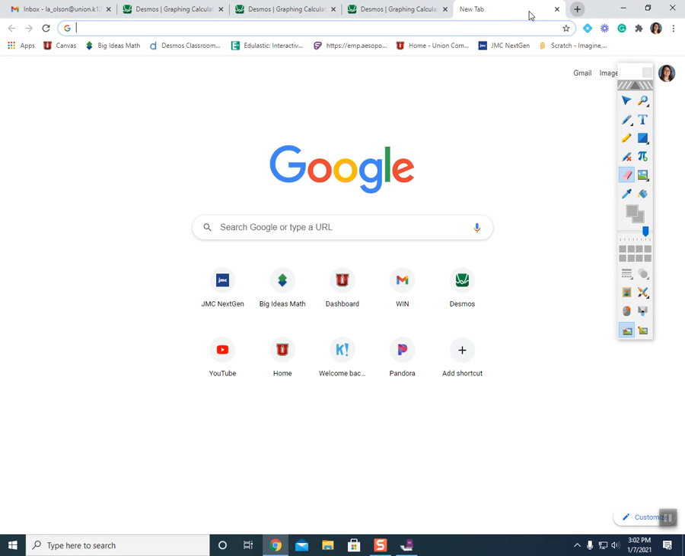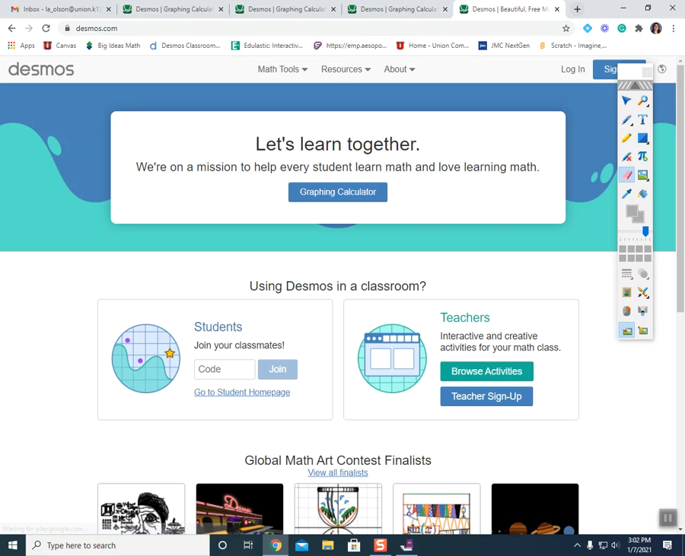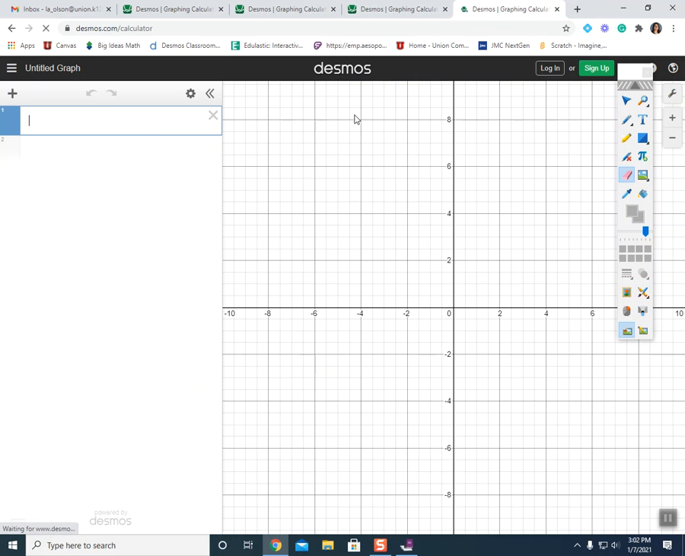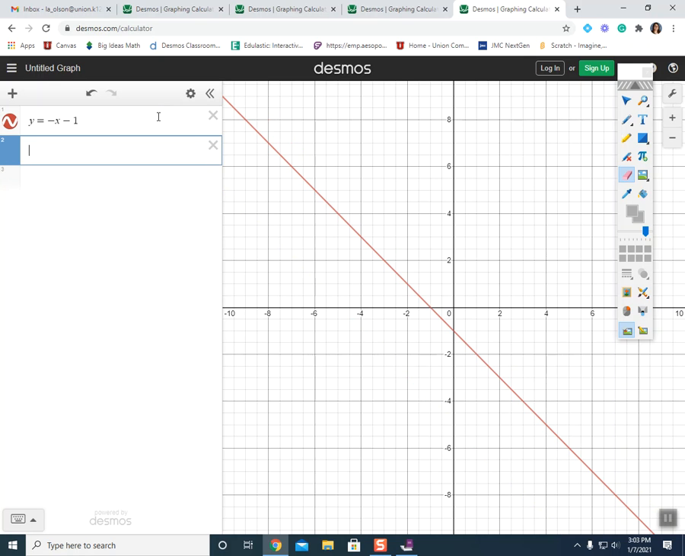Desmos. Okay, so we had what? y equals -x minus 5. Nope, -x minus 1. And y equals 3x plus 5.